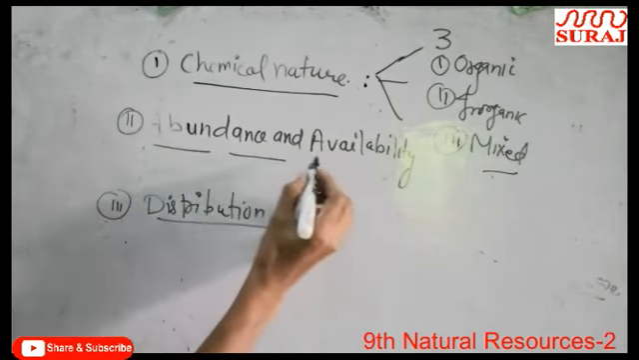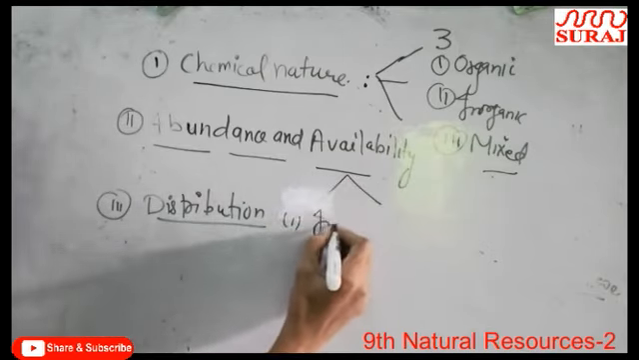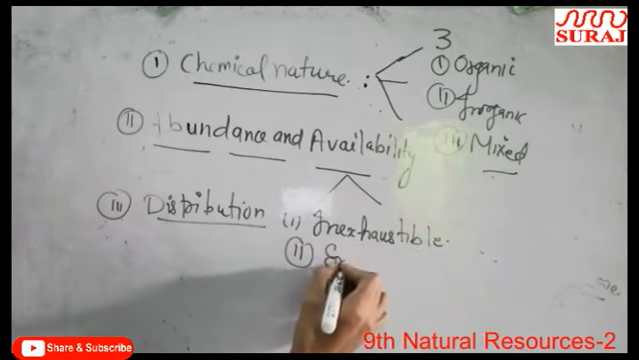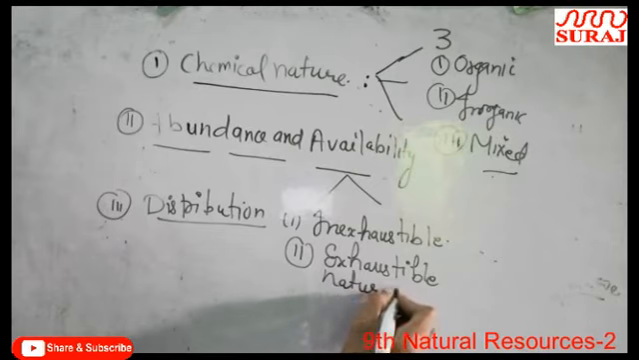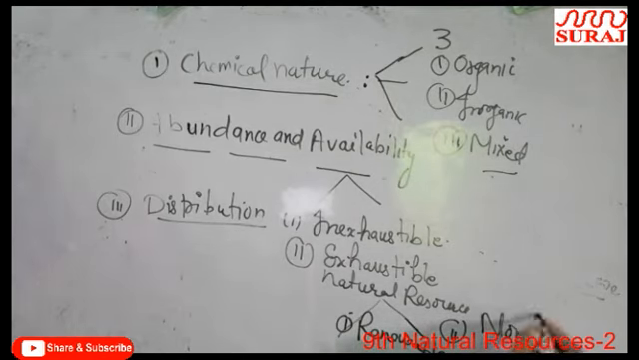Next, on the basis of abundance and availability of the natural resources, these are of 2 types. First is inexhaustible natural resource, and second one exhaustible natural resource. Now, the exhaustible natural resources, on the basis of their amount or their process of recycling, means can be recycled or not, can be renewed or not, further, are of 2 types. Renewable exhaustible natural resources and second is non-renewable exhaustible natural resources.